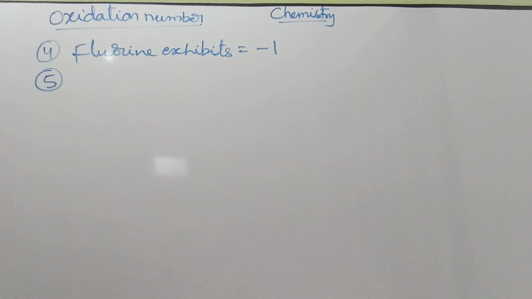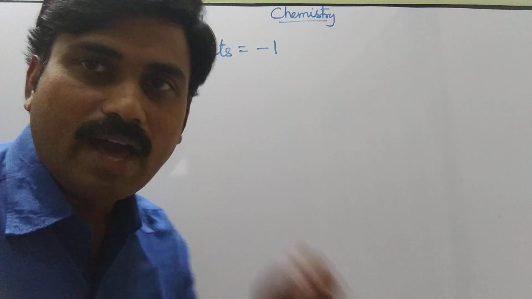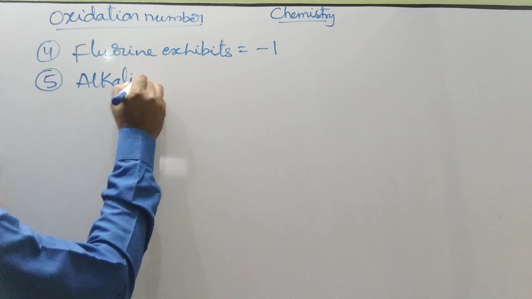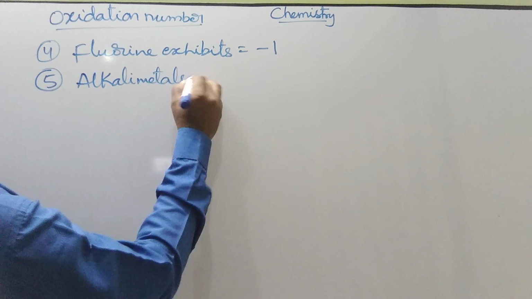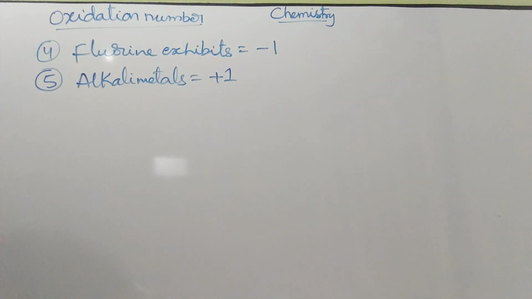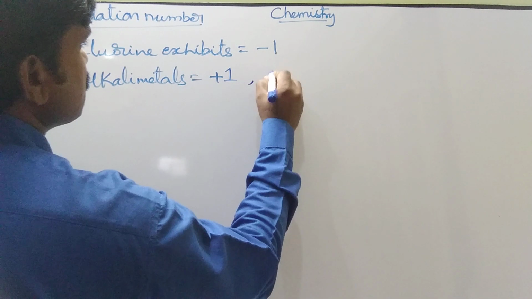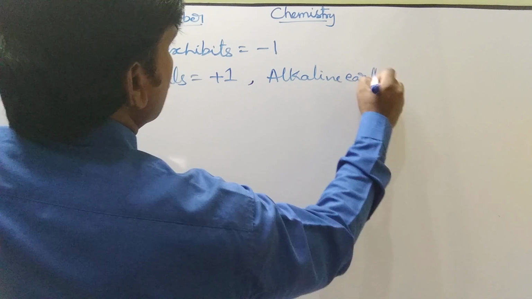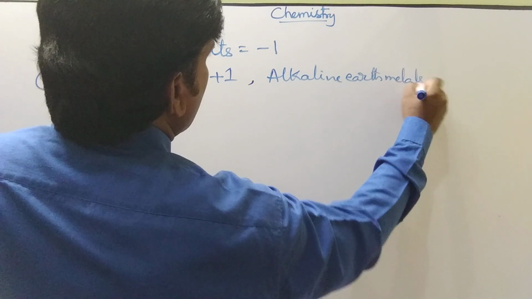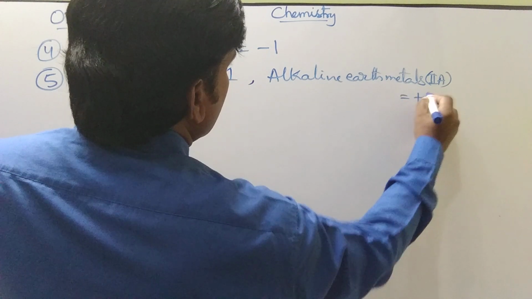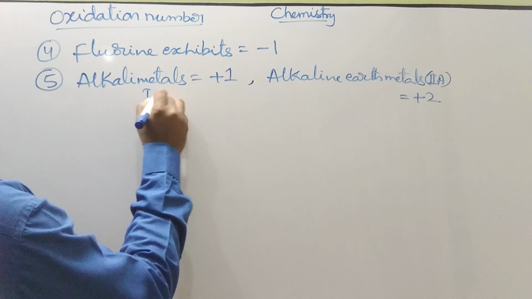And next, the oxidation state of alkali metals. What are alkali metals? 1A group elements are called alkali metals. So their oxidation state is +1. And the oxidation state of alkaline earth metals. Alkaline earth metals means 2A group elements. Their oxidation state is +2.